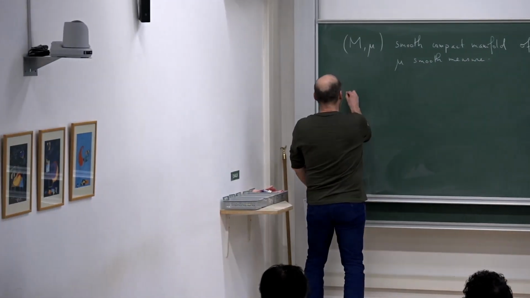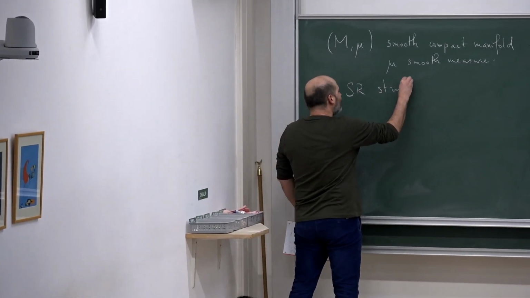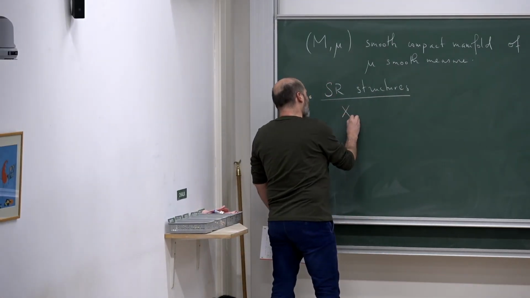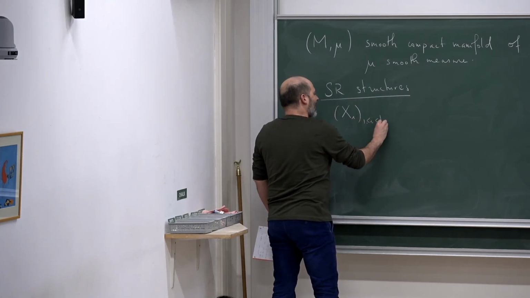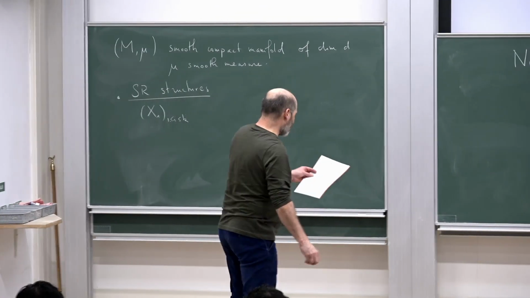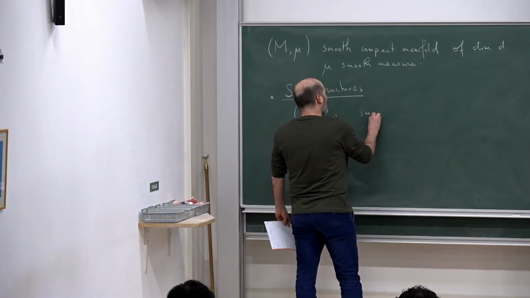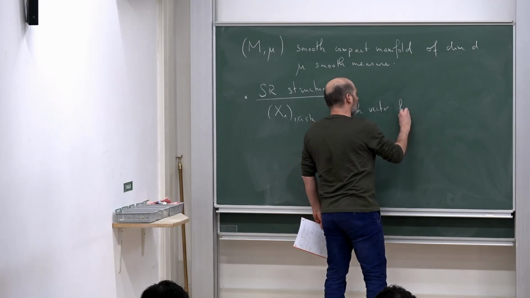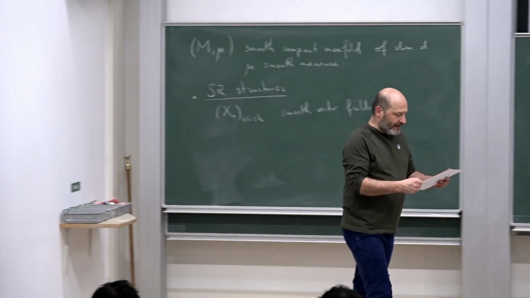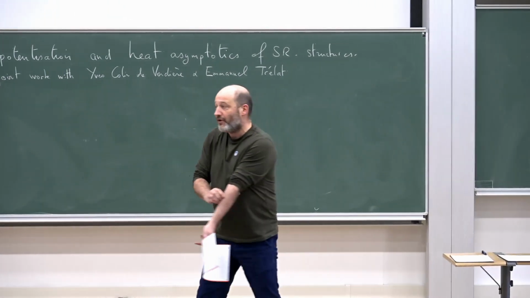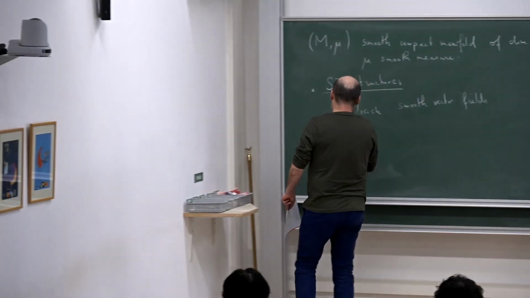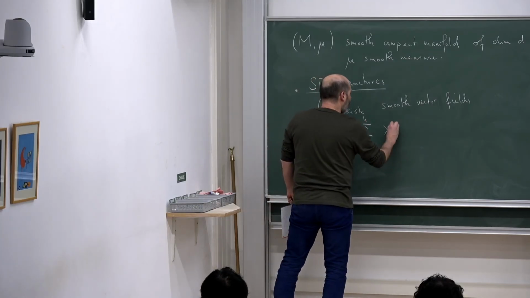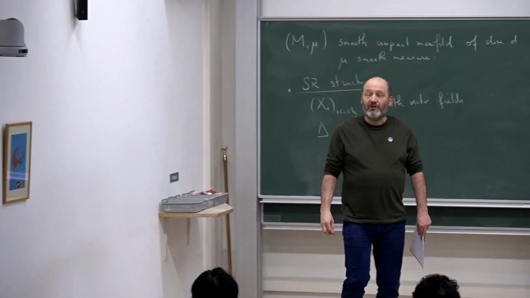So what is a sub-Riemannian structure? There are different definitions. I will use the following definition. I will denote by X_i, i between 1 and k, smooth vector fields that are globally defined on M. And my aim is to study the following self-adjoint operator, which is delta, the sum from i equals 1 to k of X_i star X_i, where the adjoint is taken with respect to mu.